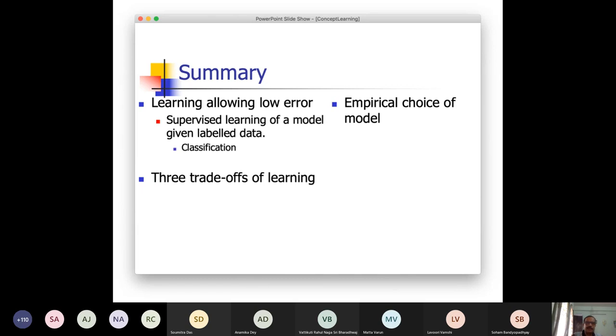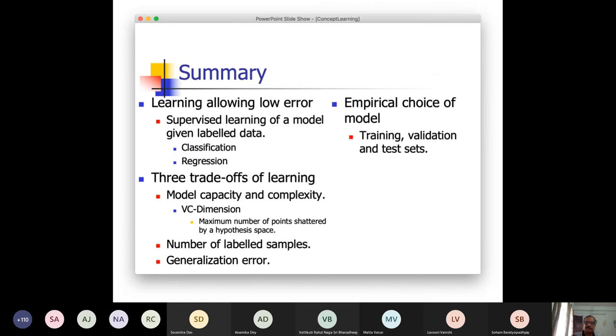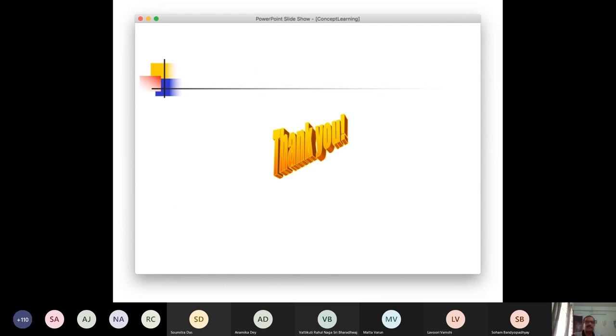Supervised learning of a model, like classification and regression. We have discussed these concepts: model capacity and complexity, the VC dimension and its definition, the number of labeled samples, and generalization error. These are the things you should consider. There are 3 types of errors: training error, validation error, and test error. Choose a model by keeping training and validation errors low, and check the generalization error, which is indicated by the test error. With this, let me complete today's class.